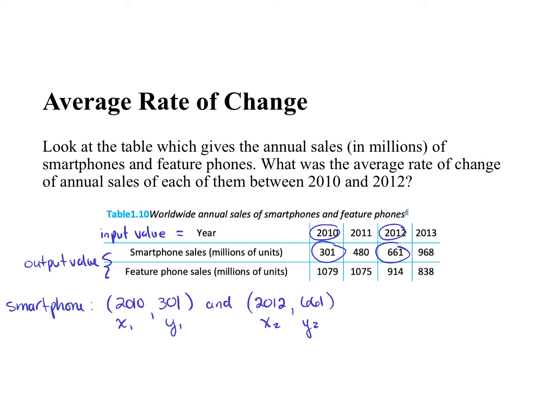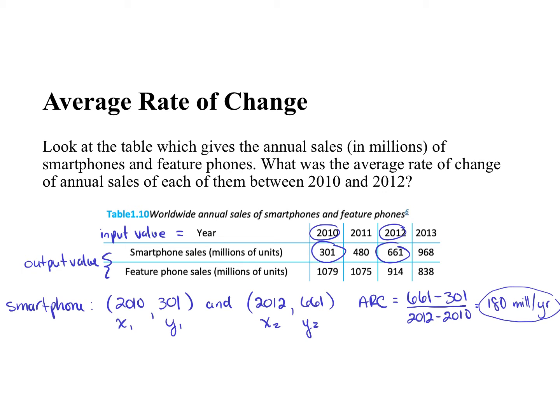So now that I have that, I can go ahead and calculate the average rate of change over this particular interval. So using the formula, I would do y sub 2 minus y sub 1, so 661 minus 301, and divide that by 2012 minus 2010. And that gives us, I'm going to go ahead and simplify it here, 180 million smartphones per year. Okay, so we can see for smartphones, over that interval from 2010 and 2012, their sales increased, and I know it increased because this rate of change is positive, and it increased at a rate of 180 million phones per year.